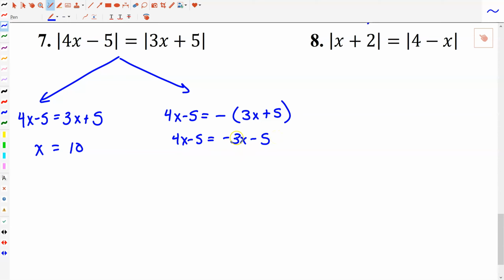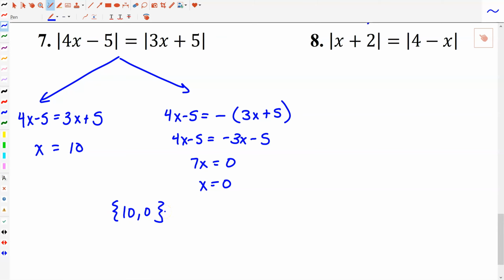If I solve this, I'll add 3x to both sides, so I get 7x. I'll add 5 to both sides, so I get 0. Dividing both sides by 7, you get x is equal to 0. This ends up generating my second case. So both of these are possible answers, and I'll pull them into my solution set. Notice that this is not interval notation. I'm using set notation, as indicated by the set braces.